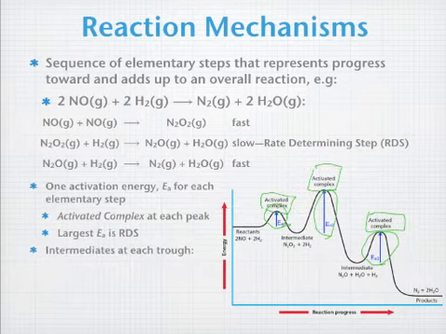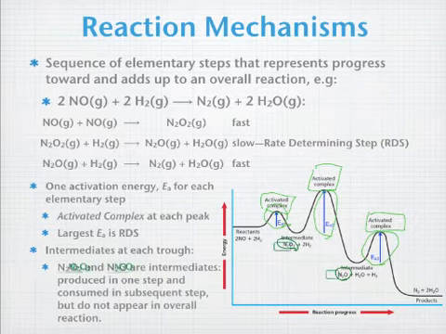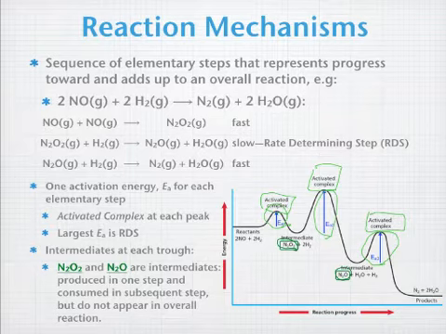There are intermediates at each trough. The intermediates in this case are going to be the N2O2 that's produced in the first reaction and the N2O that's produced in the second reaction. The definition of an intermediate is that it is a species that is produced in one step and then subsequently consumed in a subsequent step, but does not appear in the overall reaction.